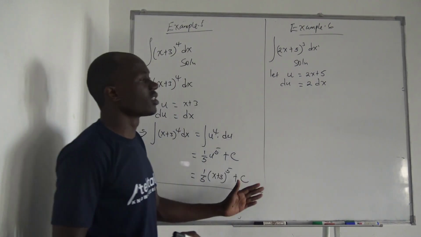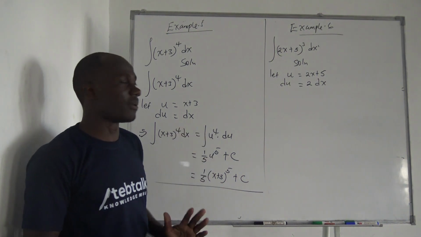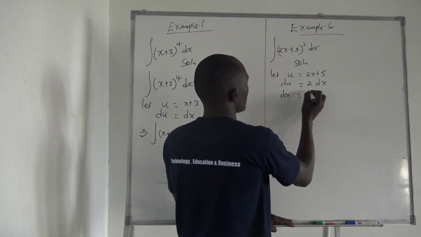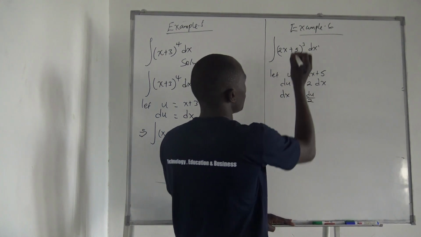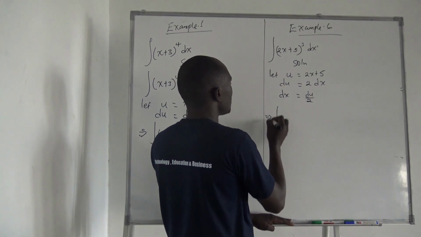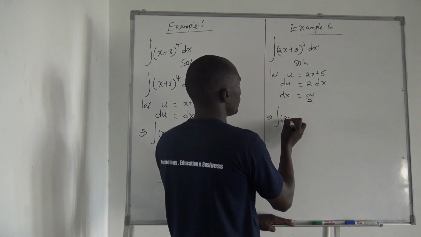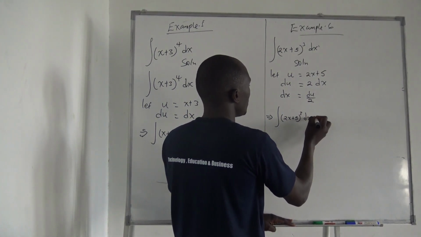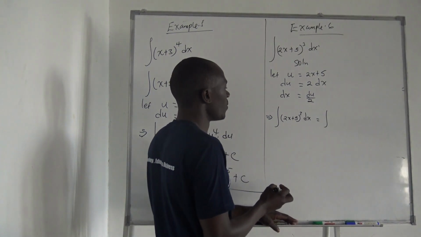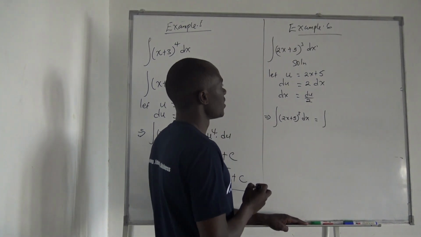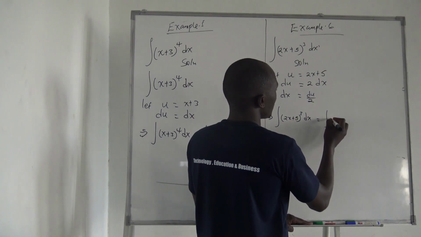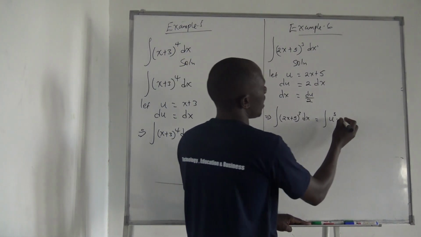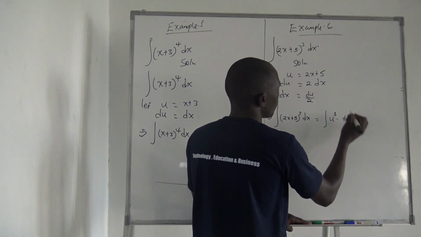Or you can say du/dx equals 2, then you cross multiply, then make dx the subject. Dx is the same as du out of 2. This implies that the integral of (2x + 5)^3 dx is the same as the integral where there is 2x + 5, just put a u. It's the same as the integral of u^3 times, where there is a dx, we are going to put du out of 2.